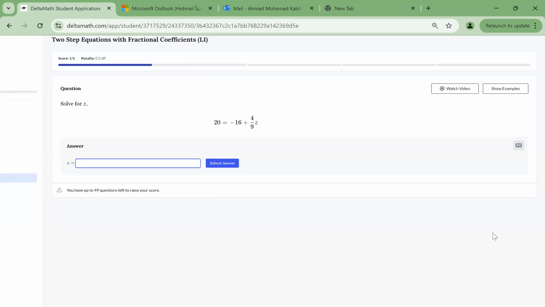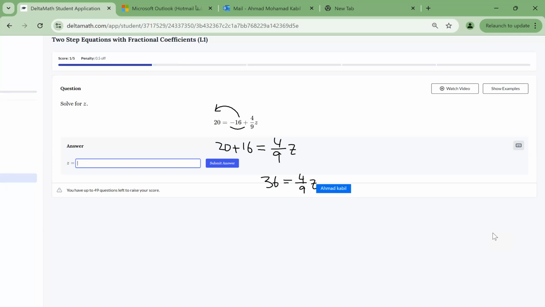We have 20 equals negative 16 plus 4 over 9z. So first we begin by taking the negative 16 to the other side. Remember that the negative is attached to the 16, so it is taken to the left with it. But since we're moving across the equal sign, we're moving to the left, so the negative becomes positive. So we have 20 plus 16 on the left, and we have 4 over 9z on the right. Now 20 plus 16 gives us 36, and this is equal to 4 over 9z.